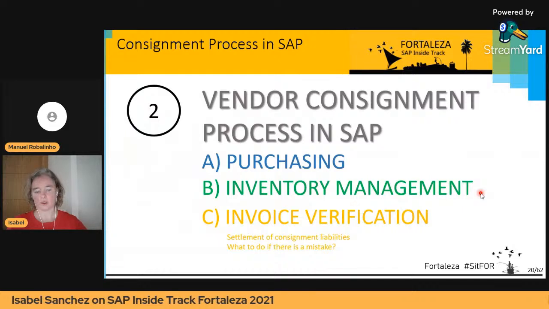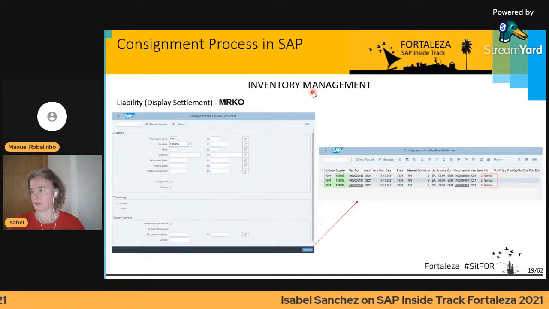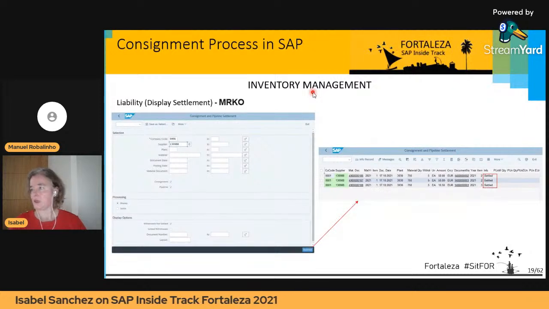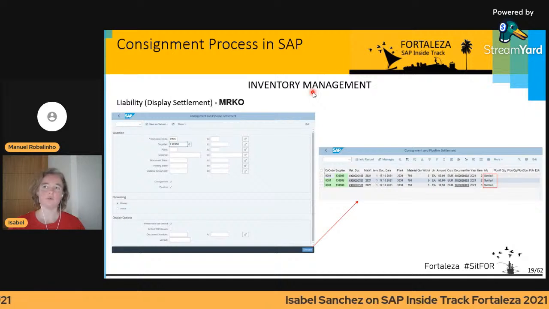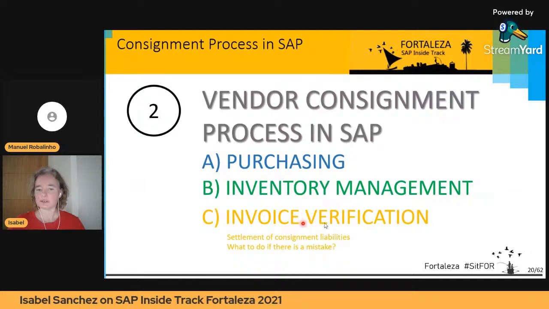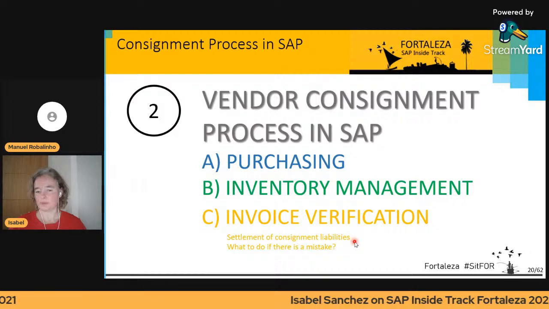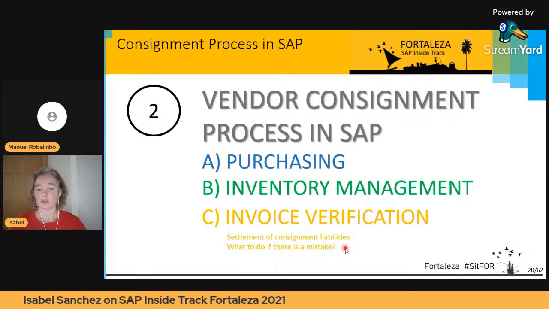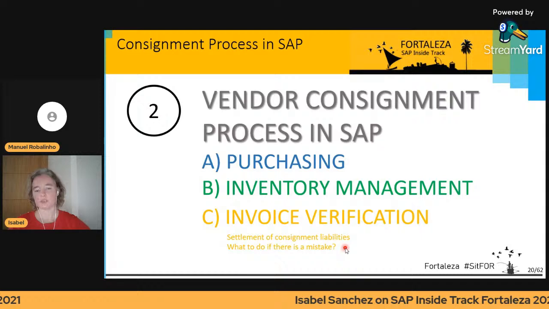So here is the end of the inventory management, where we have received in consignment stock 10 units, and we have withdrawn 5 units. The last step in the vendor consignment process is the settlement of consignment liabilities. And I added another question: what to do if there is a mistake? That I will explain a bit later.